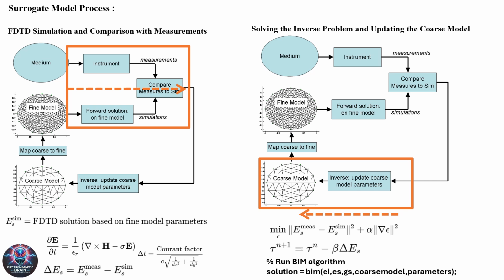This is reflected in the getScatteredField function and related inverse solvers. In this final step, the goal is to iteratively update the course model by solving the inverse problem. The inverse problem uses the difference between the simulated and measured scattered fields to refine the initial guess. This update is performed iteratively until the simulated fields closely match the measurements.